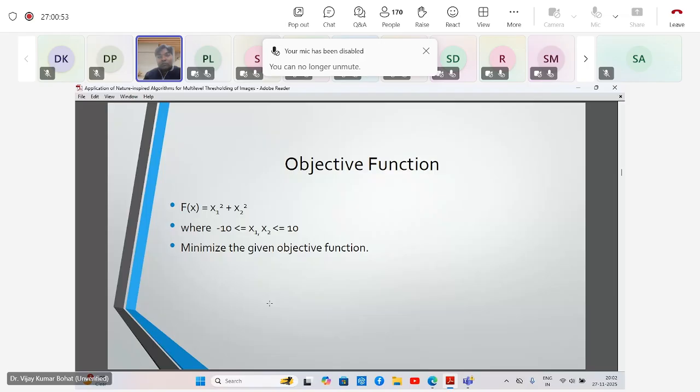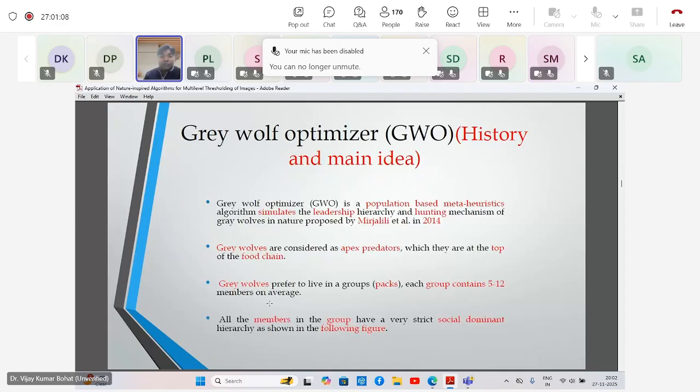So suppose I want to initiate 10 solutions. So I will have 10 different vectors, each consisting of two elements representing x1 and x2, and they will lie randomly between minus 10 and 10. So I can say that I have 10 grey wolves. Okay.